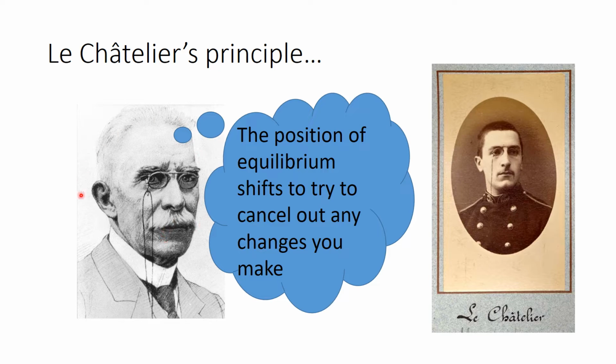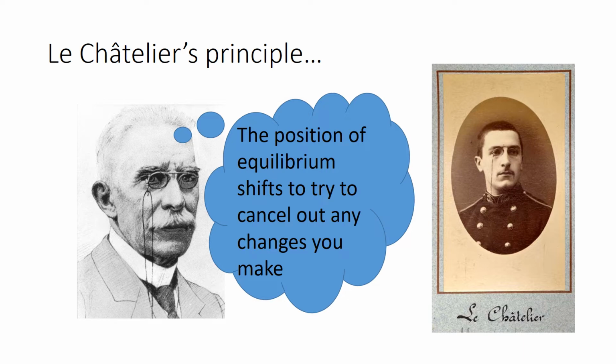Right, he was a chemist that was born in the 1850s. He did a bit of a spell in the military, hence his rather splendid uniform over here. But he's widely regarded as one of the fathers of physical chemistry, a really brilliant chemist who worked a lot on, unsurprisingly, equilibria, which is why this features in Unit 6, Equilibria. And Le Châtelier had this particular principle, he had this thought. The position of equilibrium shifts to try and cancel out any changes that you make.